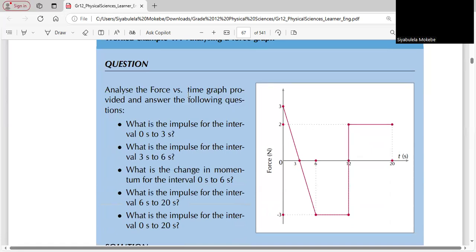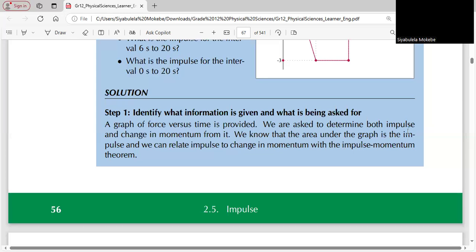Analyze the force versus time graph provided and answer the following questions. What is the impulse for the interval 0 to 3? 0 seconds to 3 seconds. So you obviously need to calculate the area, just to determine both impulse and change in momentum from it.